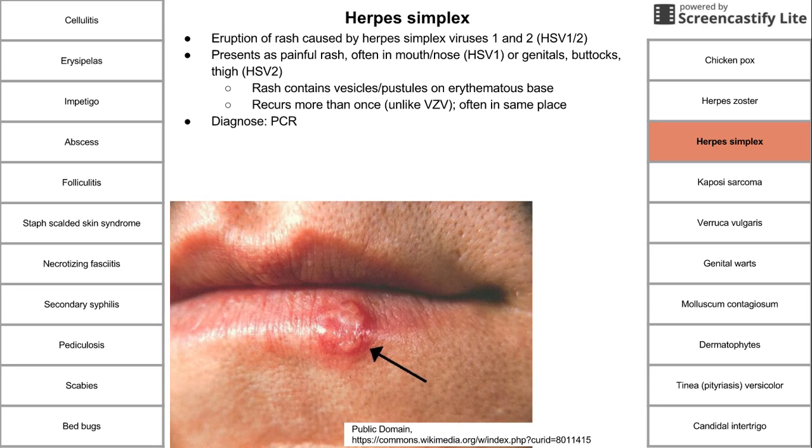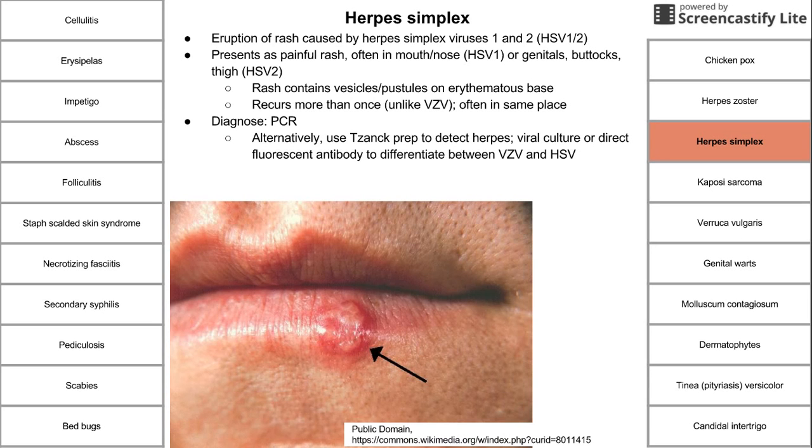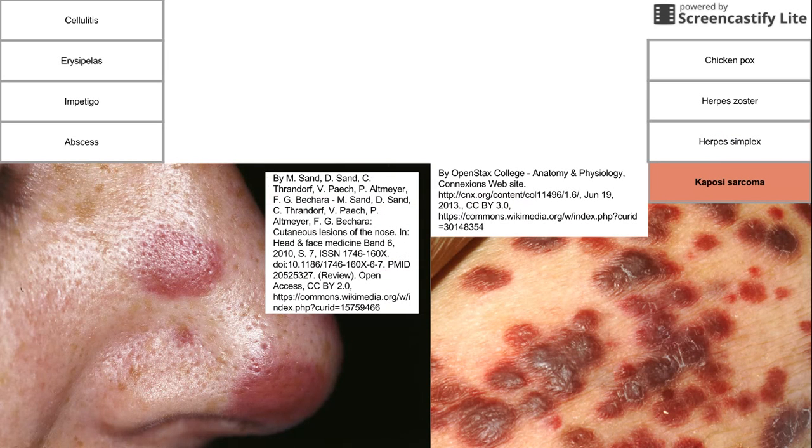To diagnose herpes simplex, you want to use PCR. Again, you cannot differentiate between VZV and HSV using just a Zank prep, a viral culture, or a direct fluorescent antibody. Treatment for herpes simplex is acyclovir. This can make your episodes more mild, or you can use acyclovir to prevent a recurrence of herpes simplex. Herpetic whitlow is when you get herpes on your finger, and this used to happen a lot in medical settings where people didn't use gloves and they were examining patients, examining the mouth, for instance. You would get herpes on your finger from the patient.